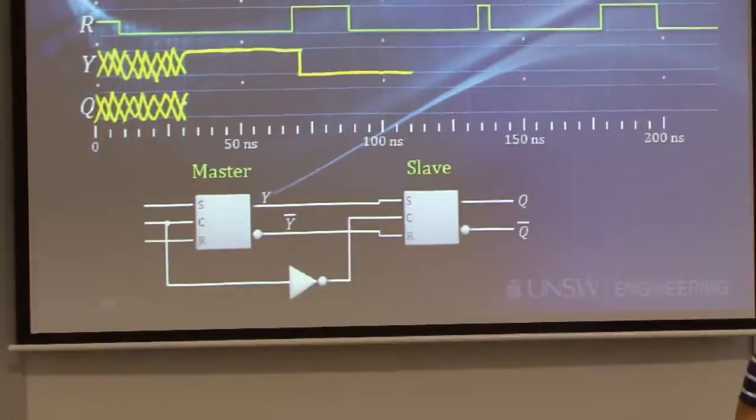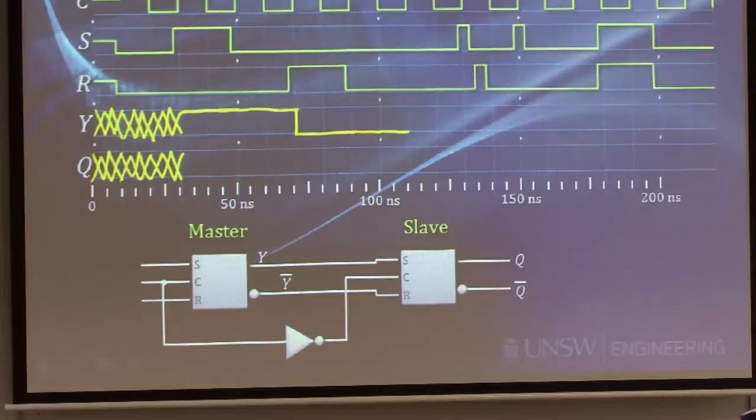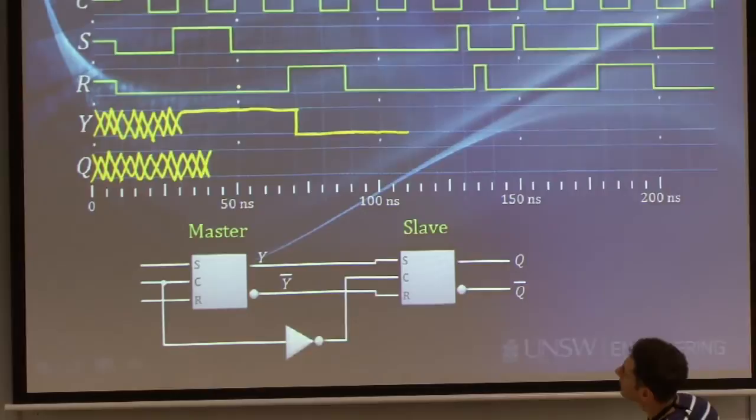Then the slave is disabled when the clock is 1. So we will just continue this unknown thing. And then finally, something happens. The clock goes low. The Y signal is set. So we're in our set state. And then the Q will just follow the inputs Y and not Y.